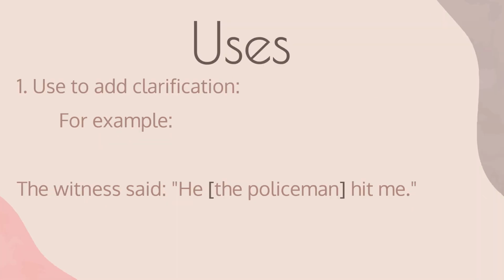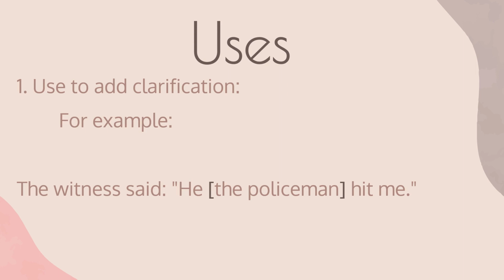They can be used to add clarification. For example, the witness said, "He [the policeman] hit me." Now, here we are talking about something the witness said. So, it has become a quotation, okay? Because it is within quotation marks. Now, we want to clarify who is this person, he. So in the brackets we've written the policeman. We are clarifying who the witness is talking about. He, the policeman, hit me.